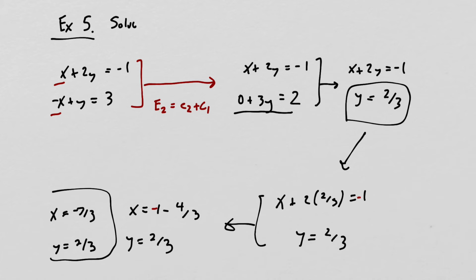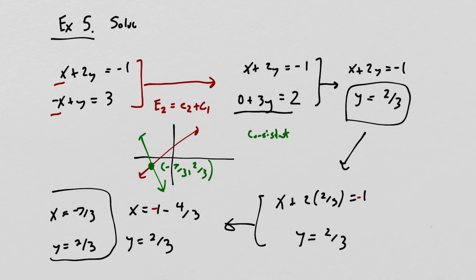Again, if we wanted to write this as a graph, what this is telling us is that we have two lines, maybe a line that looks like this, and maybe another line that looks like this, and they intersect only at one point, namely the point negative 7 divided by 3, comma 2 divided by 3. And so this is a consistent system with a unique solution, and so it's an independent system.